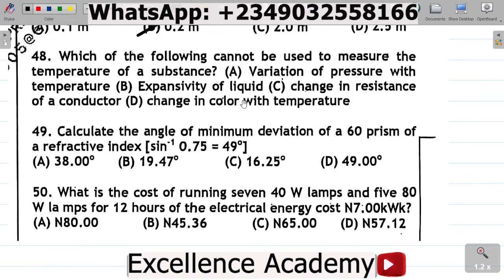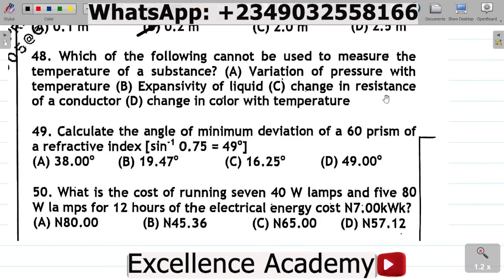Option A there, variation of pressure with temperature, is the property used by gas thermometers to measure temperature. So that can be the answer. B, talking about expansivity of liquid. Note that expansivity of liquid is used by bimetallic thermometers, and hence that's what they use to measure temperature. So that cannot be the answer.